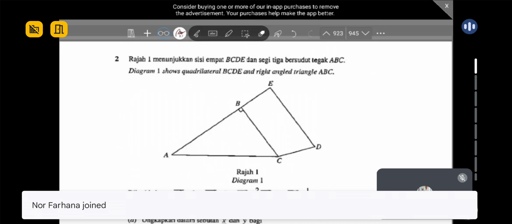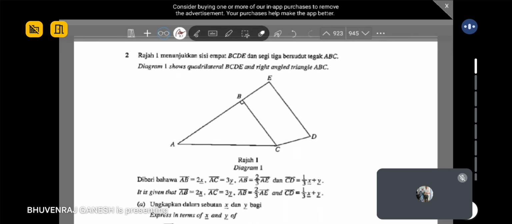Soalan kedua. Question number 2 is on your vectors. Form 4, Chapter 8.